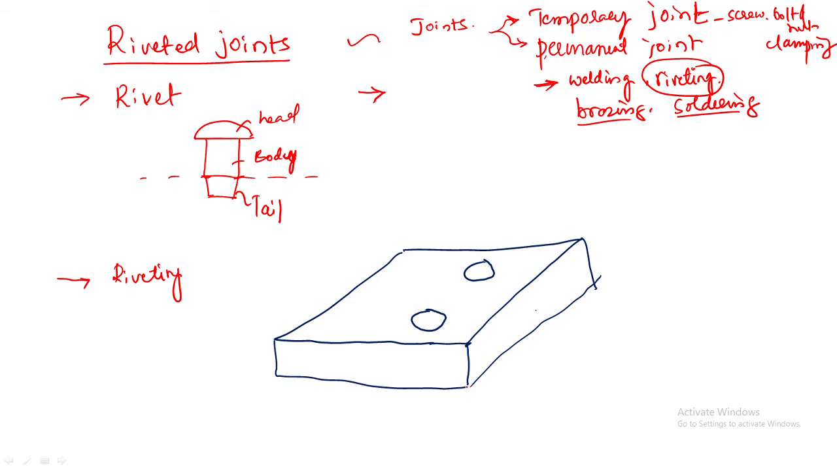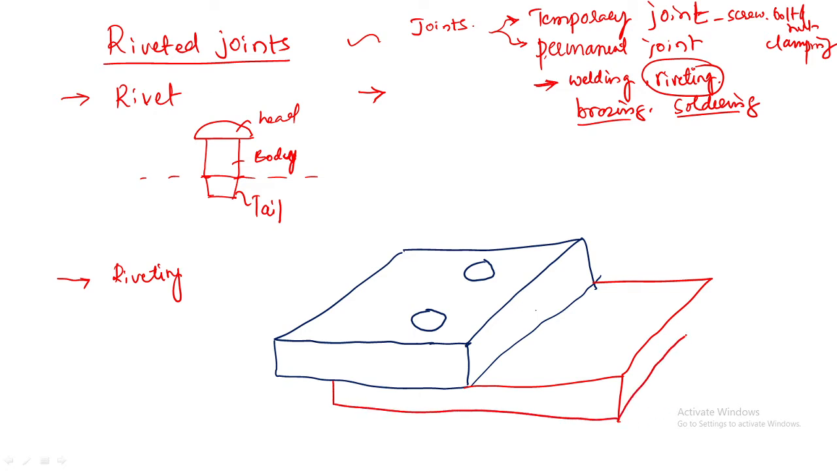So now place one more plate exactly below here. Now that has to be drilled with the same hole, same size of hole, and at the same distance. Now insert this rivet here.